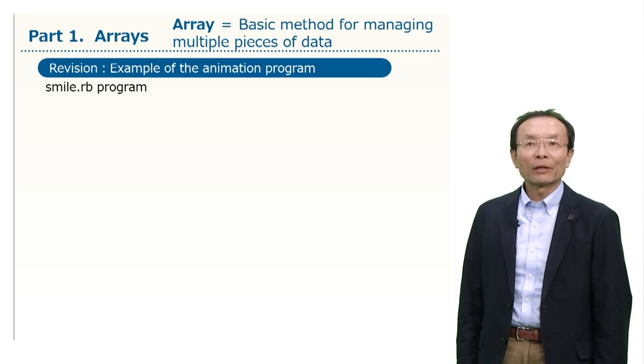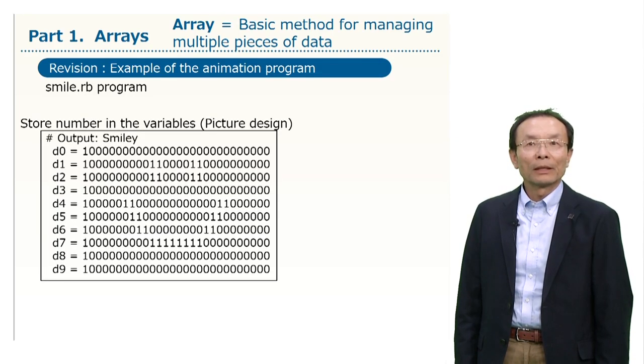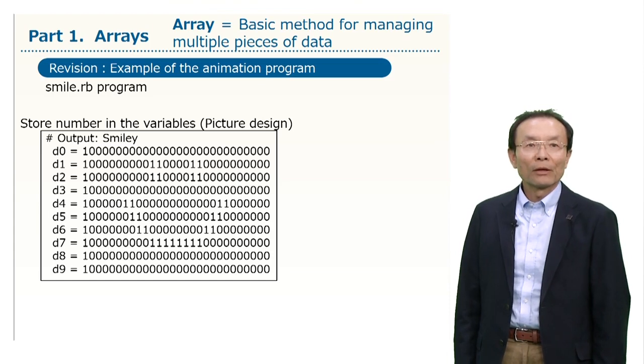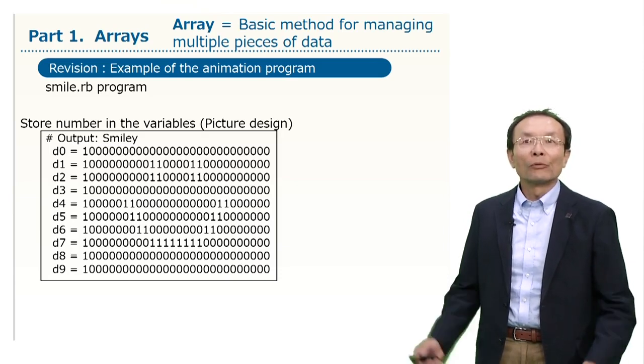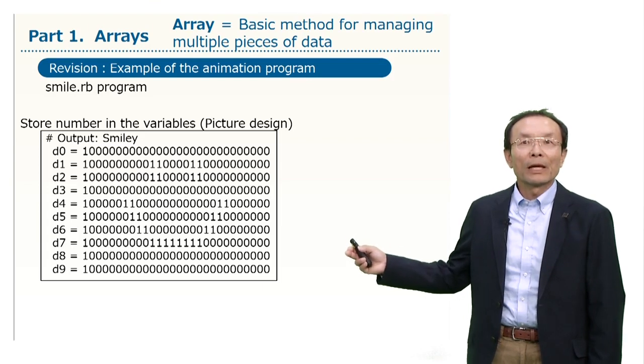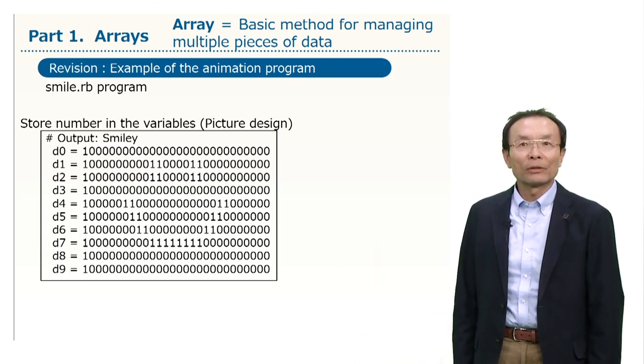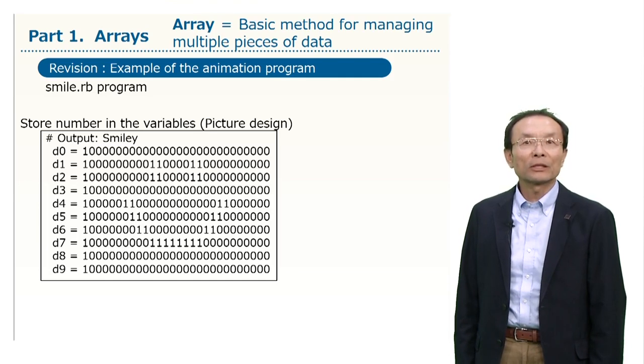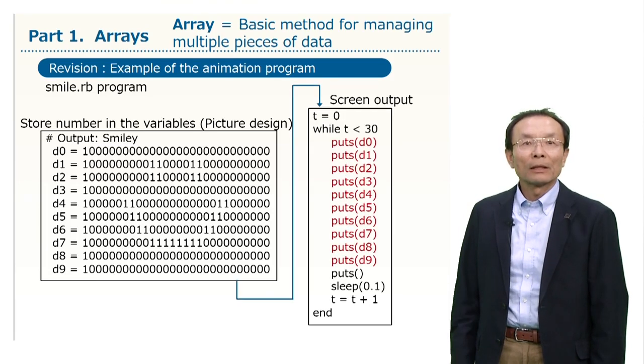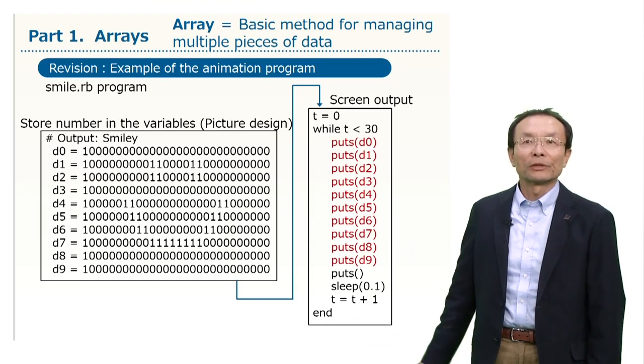Now let's start part 1 and talk about arrays. An array is a basic method for managing multiple pieces of data. Let's look at the animation program we did before in topic 1 as an example. This is the kind of program we created. First, recall that we used variables for creating the picture. For example, in this program, we use 10 variables and store an extremely large number in each variable for expressing each line of the picture. Then we output them to the screen.